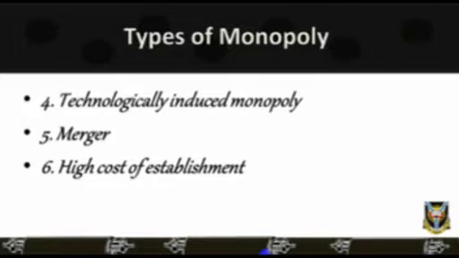6. High cost of establishment. The efficient scale of plant may be so large relative to the market such that there is only room for one firm. This is applicable to public utilities, for example, transport, water, electricity generation, telephones, etc.